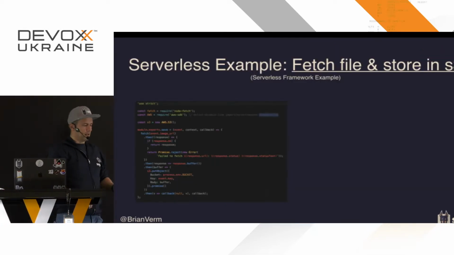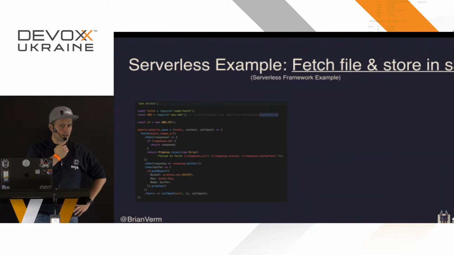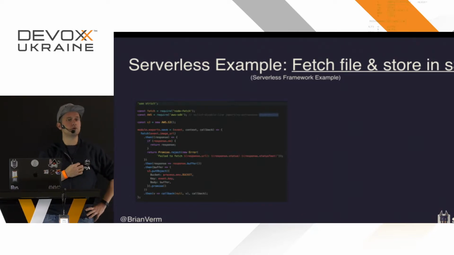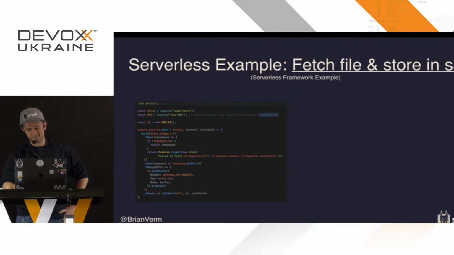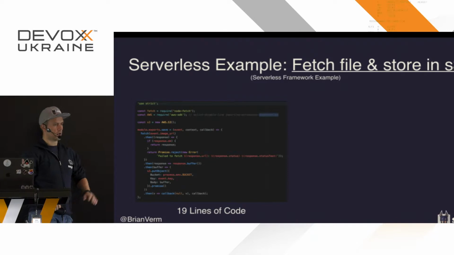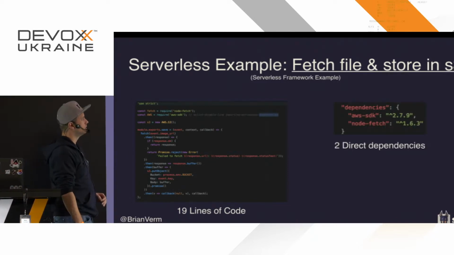But let me get into a few examples. I have a serverless example over here. It's Node, and it's easy to make fun of Node. Who's a Node developer? Oh, poor you. But it's 19 lines of code. Okay. It has 2 dependencies.